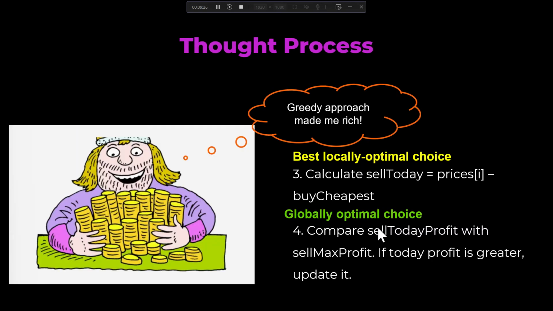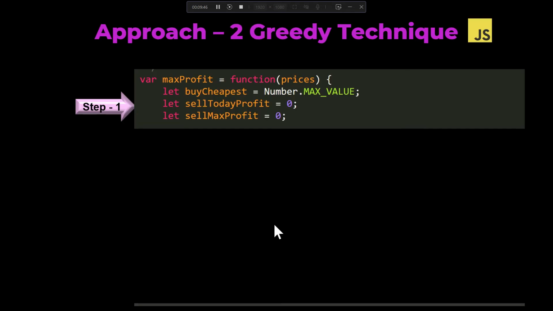So how is it? It's a greedy approach. In this approach, you can see the best locally optimal choice in step 3 that we are doing, and then the globally optimal choice we are doing in step 4. So the greedy approach makes you rich. So let's have a look at the code.